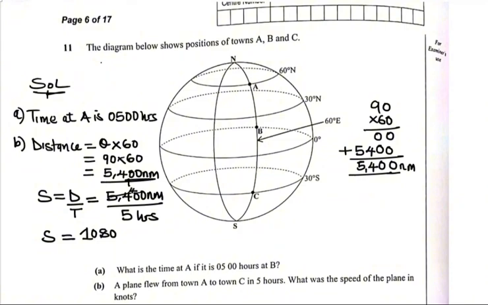Now remember we said 1 nautical mile per hour is equal to 1 knot. So this simply means that 5,400 nautical miles divided by 5 hours will give us 1,080 knots.